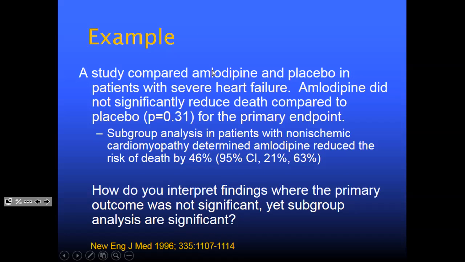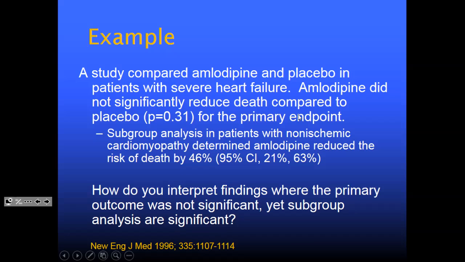This is an example of subgroup. A study compared amlodipine and placebo in patients with severe heart failure. Okay, I want to know, does amlodipine improve patients with severe heart failure? Well, amlodipine did not significantly reduce death compared to placebo for the primary endpoint. Should be game over, right?